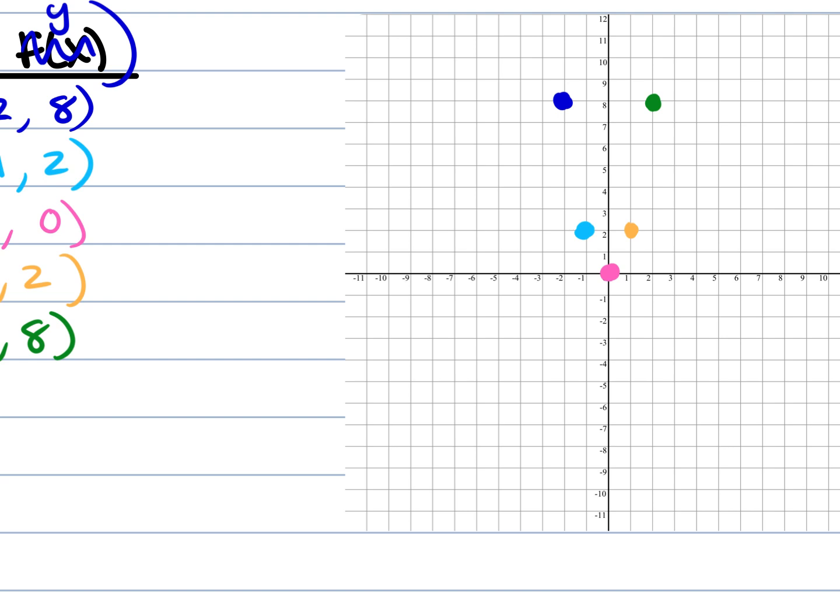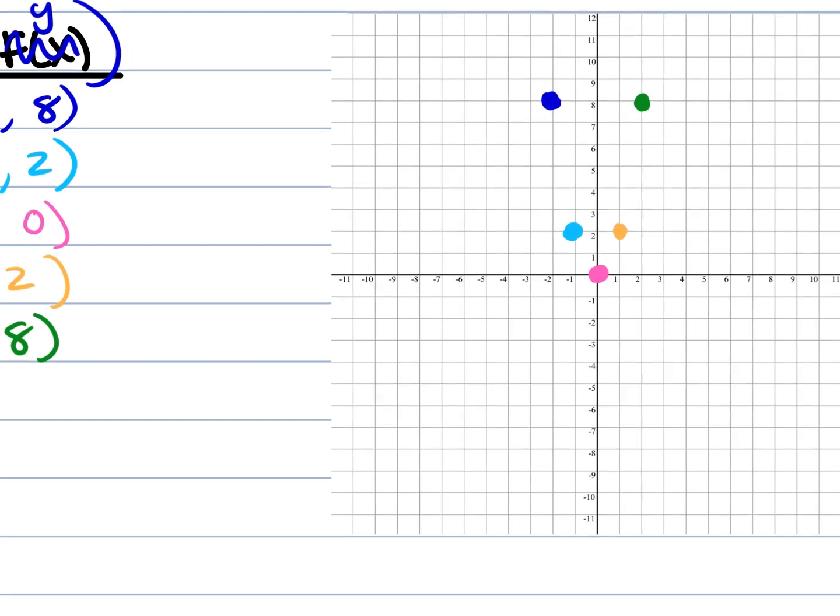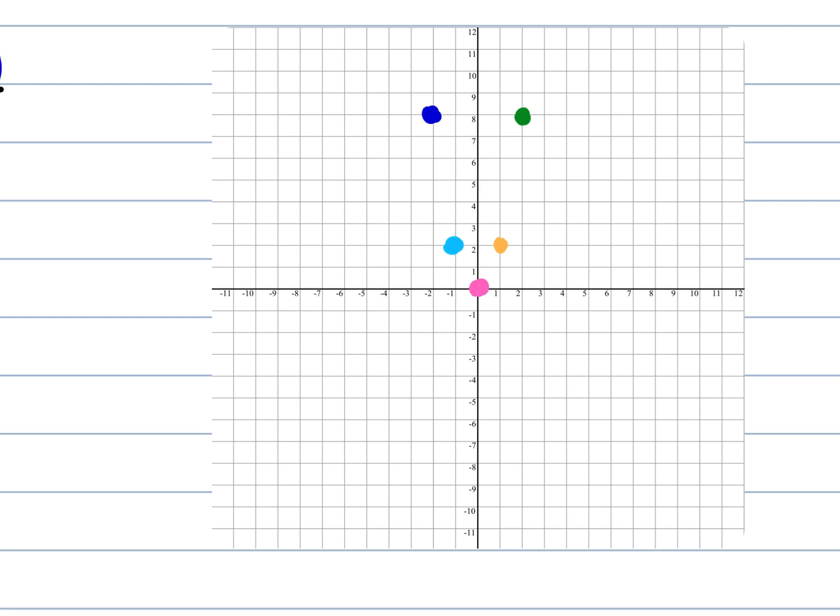Now we want to connect our dots. What shape is our graph going to have? A U shape. Our graph is going to have a U shape. So we're going to start at the first point that we found, all the way on the left, and connect our dots and make sure our graph keeps that U shape. It's not a V. It doesn't have a sharp point at the vertex. It's got a U shape.